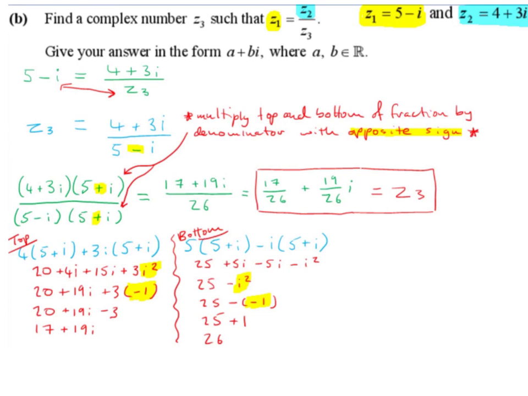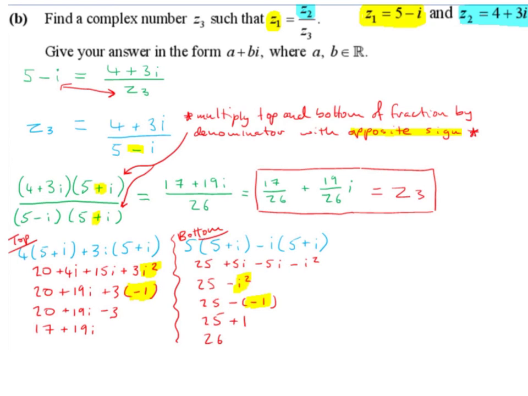So what we could do is multiply both sides by Z3, and that would end up having 4 plus 3I on the right hand side, and 5 minus I multiplied by Z3 on the left hand side. But then what we would have to do is then divide both sides by 5 minus I to get the Z3 finally on its own. So we would end up with 4 plus 3I divided by 5 minus I.